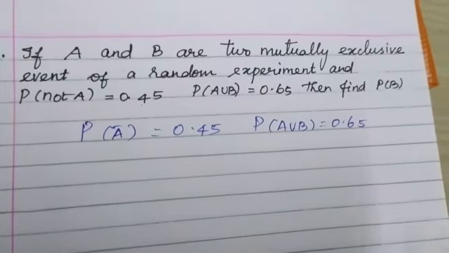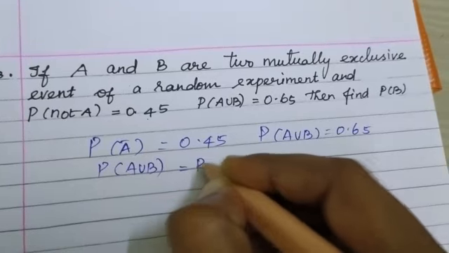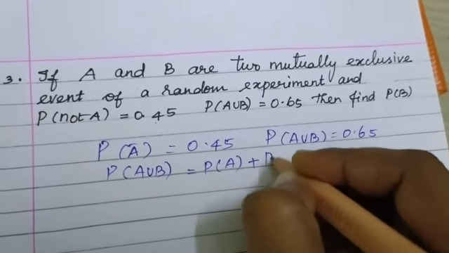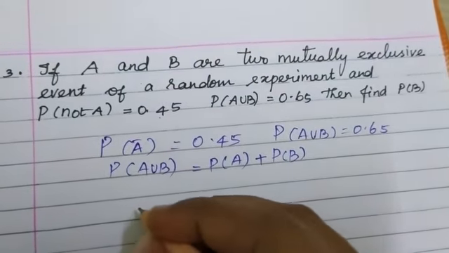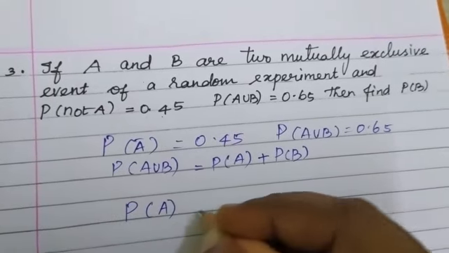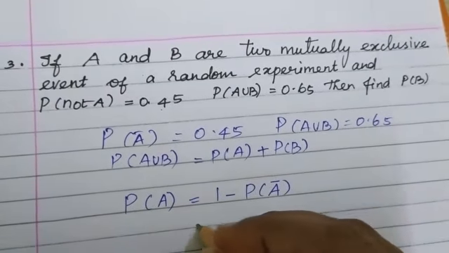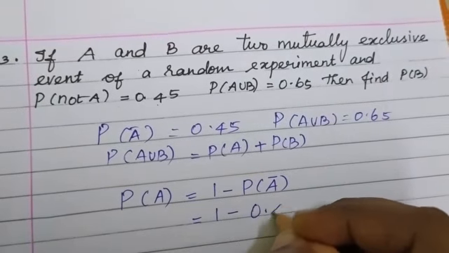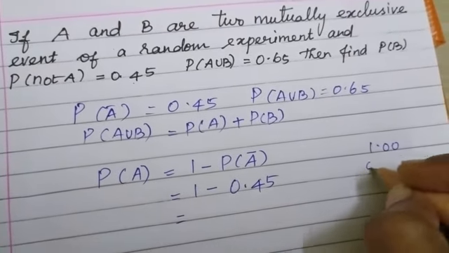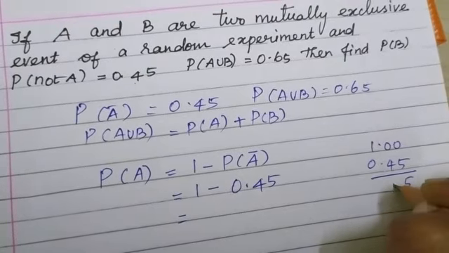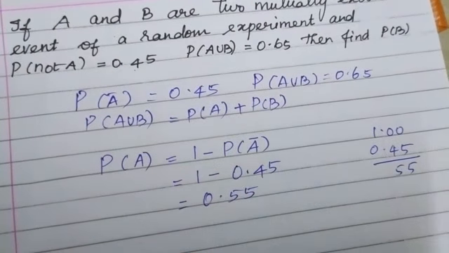So for mutually exclusive events, already I told the formula, P of A union B is equal to P of A plus P of B only. Given P of A bar, so we easily find P of A. P of A is equal to 1 minus P of A dash or A bar, 1 minus 0.45, so 0.55. Now you substitute this in the formula.